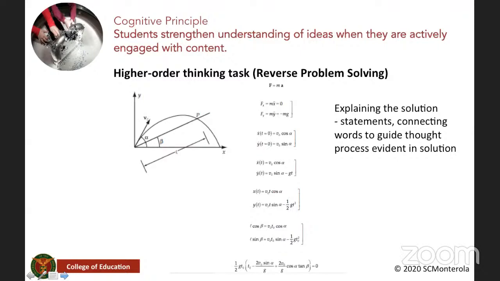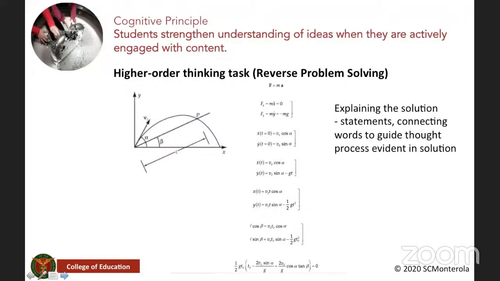Here, what we're trying to do is to ask our students to explain their solution. We are asking them to provide statements and connecting words to guide the thought process evident in the solution. So here it's basically a rundown of equations, but what's missing are the connecting statements or explanatory text from one set of equations to the next, until we have the final answer at the bottom.